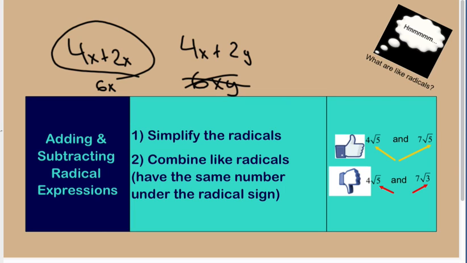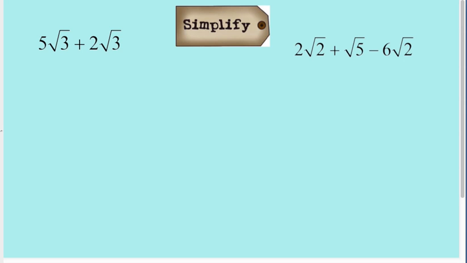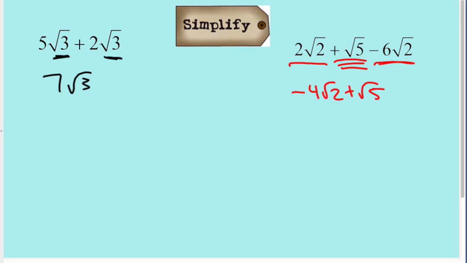So when I do this for square roots, it has to be the same square root underneath the number. So see how it's square root of 3, square root of 3? I can put those together. That's like saying I have 7 square roots of 3. Here, 2 square root of 2, negative 6 square root of 2. I can put that together. That's going to be negative 4 square root of 2. I can't do anything with the square root of 5, so I just add it on to the end. This would be simplified.